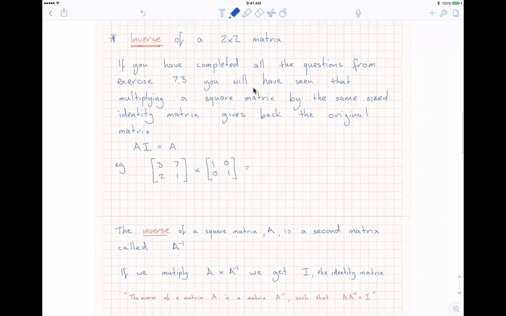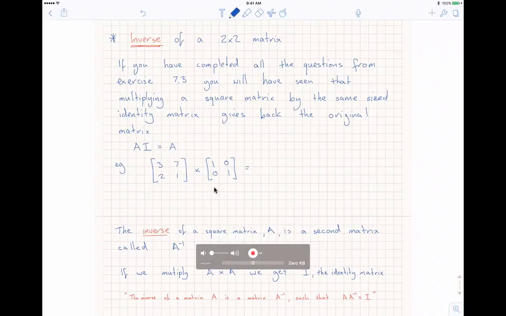So to calculate the inverse of a 2 by 2 matrix, hopefully by now you've completed the 7.3 questions, and you will have seen that multiplying a square matrix by the same sized identity matrix gives back the original matrix. So what I mean by that is if you have some matrix A, you multiply it by the identity matrix, you just get back whatever A was originally.